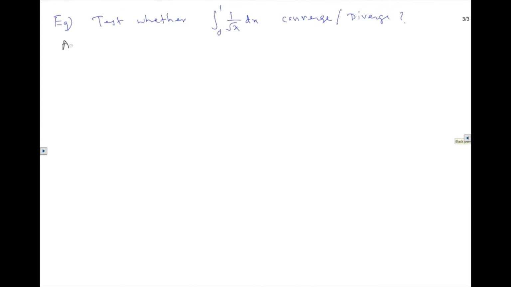So the answer. We have the integral from 0 to 1 of 1 over square root x dx. We're going to write the limit definition, that's step one. It's open at 0 and closed at 1. Why open at 0? Because at 0 it does not exist. So we pick a c here, and send it to 0 from the right, 0 plus. So it's the limit as c goes to 0 plus of the integral from c to 1 of 1 over square root x dx. That's the limit definition.